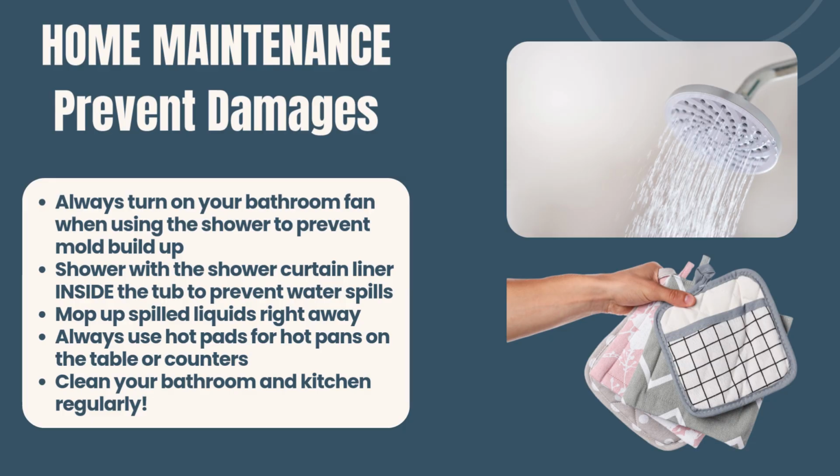Here are some tips to prevent damages in your home. When taking a shower, always pull your shower curtain liner inside the tub to keep water from spilling out onto the bathroom floor. Turn on the bathroom fan whenever you shower to prevent mold or mildew. Always mop up spilled water or liquids right away. When you're cooking, always use a hot pad or towel to place hot pans on the table or counter to prevent burn marks. Never put metal of any kind into the microwave. It will break your machine. When cooking on the stove, always turn on the fan above your stove to prevent smoke or strong smells.